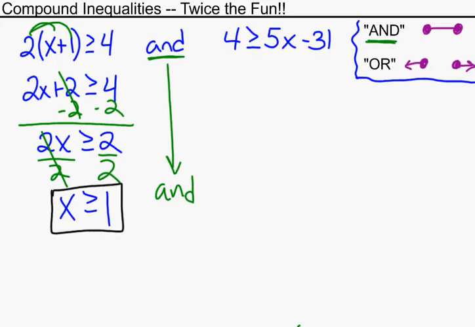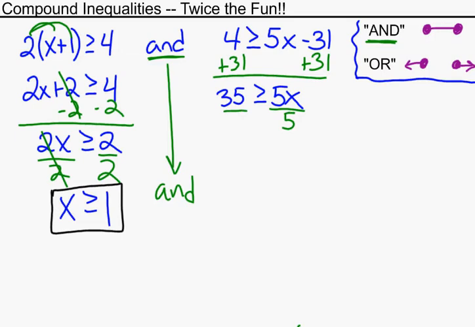Now on the right-hand side, I solve this one also. Add 31 to both sides. I get 35 on the left is greater than or equal to 5x. That is a positive 5, so I do not have to switch the direction of the sign. In the end, I have 7 is greater than or equal to x. Or you could read it as x is less than or equal to 7.